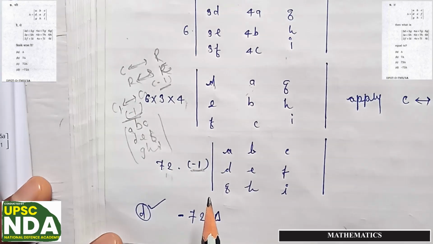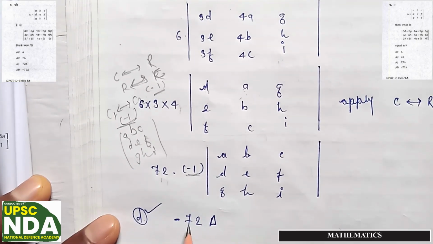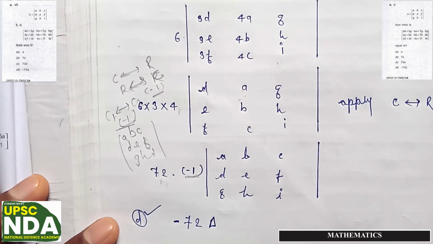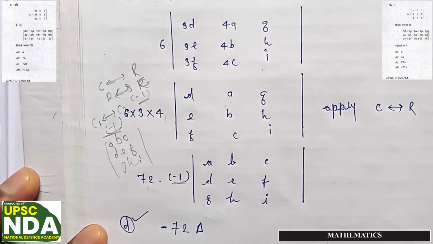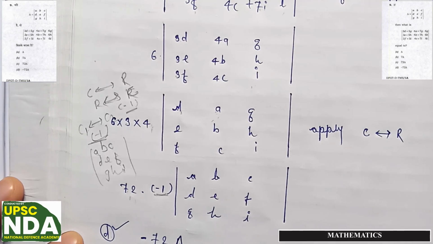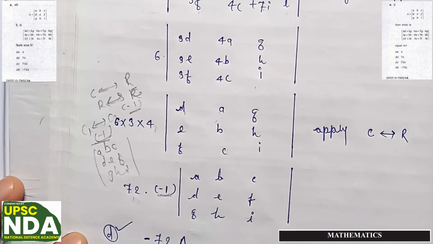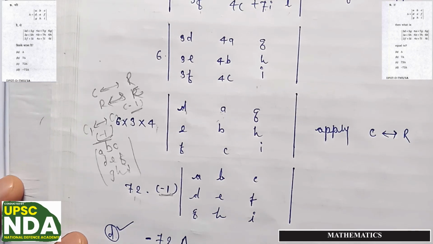So our correct option here is option D. Option D is correct, which is negative of 72 into delta. So nothing is difficult here. I hope you all have understood everything. This question is based on the determinant and matrices chapter, from the NDA 2021 question paper. If you found anything difficult, let me know in the comment section. I will come up with similar videos.